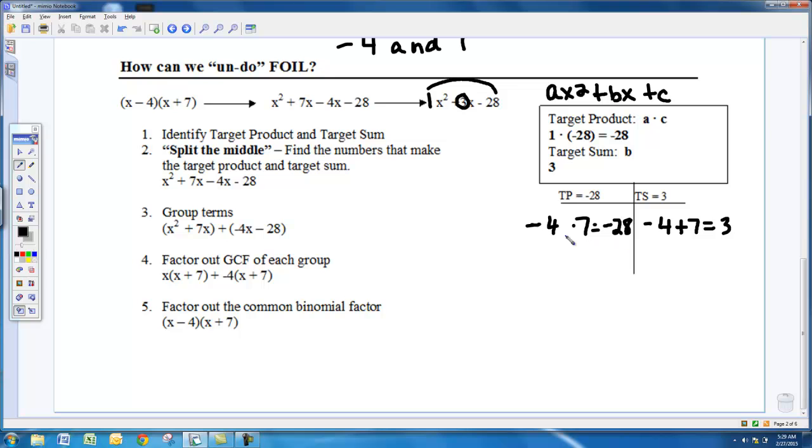Okay, once we have that target product and target sum, we're going to take this middle term, the 3x, and split it into 7x minus 4x. So we're going to write it like this. Our polynomial now has 4 terms. And remember, we talked about the other day that when a polynomial has 4 terms, it can usually be factored by grouping. So let's group the first 2 terms and the second 2 terms.